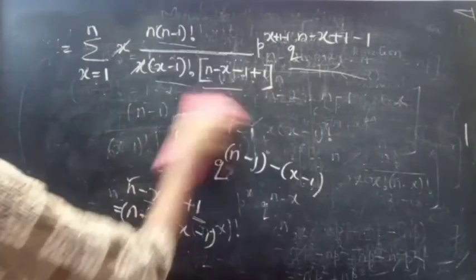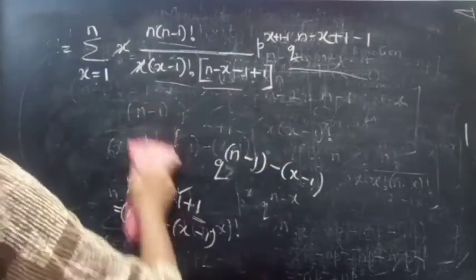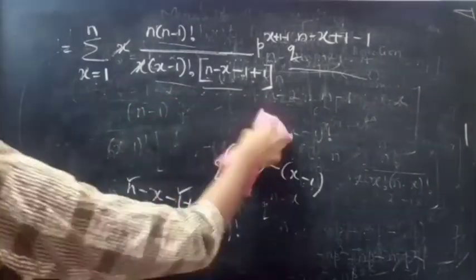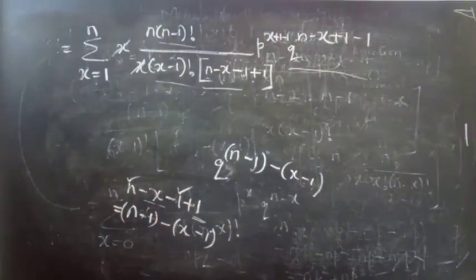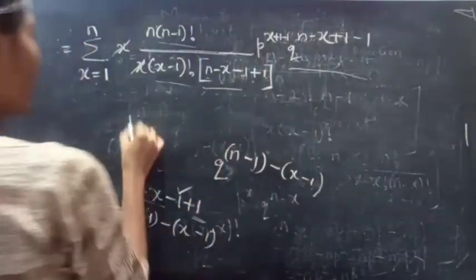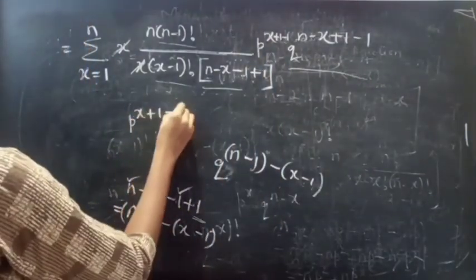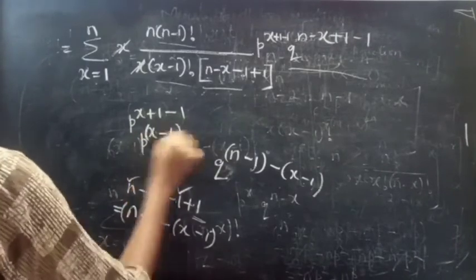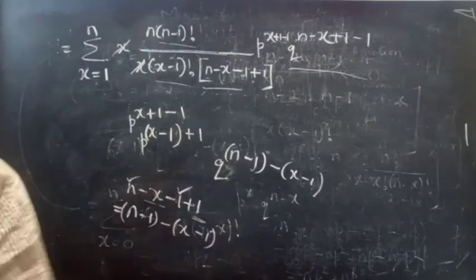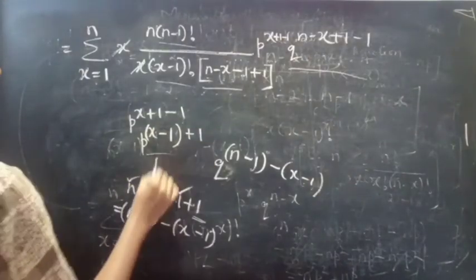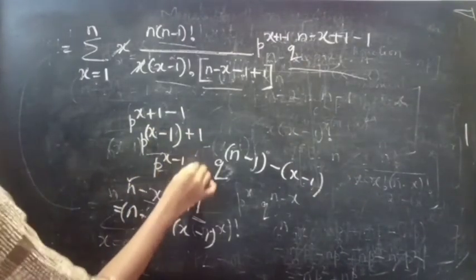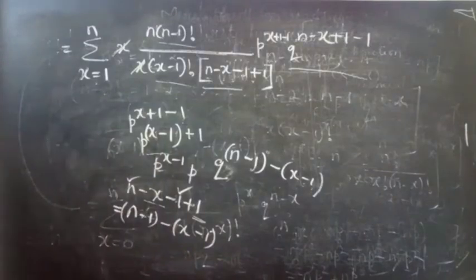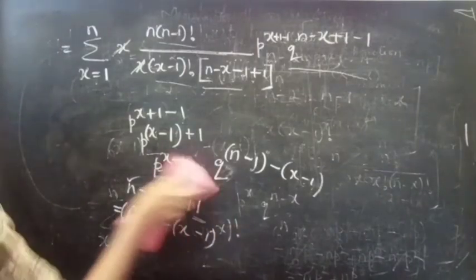So in the next step we are going to change everything in terms of n minus 1 and x minus 1. Also here you are having p power x plus 1 minus 1. So you could write it as p power x minus 1 plus 1. Again you can write it as p power x minus 1 into p. Fine.